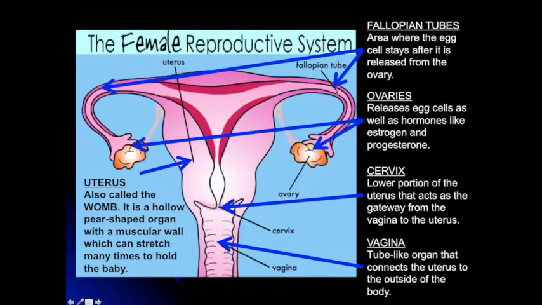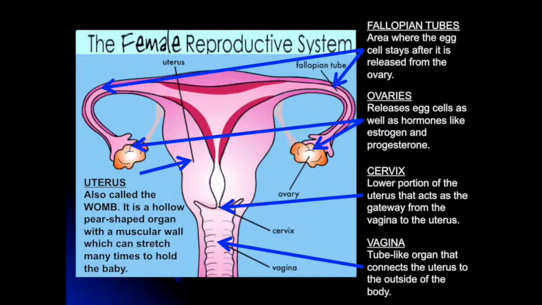Okay? So that is what fertilization is. It's when the sperm, okay, inserts itself into the egg. Okay? And when that happens, the egg cell puts a protective covering around it so the other sperm cannot get through it. Okay? So, boys and girls, that is the end of our lesson.